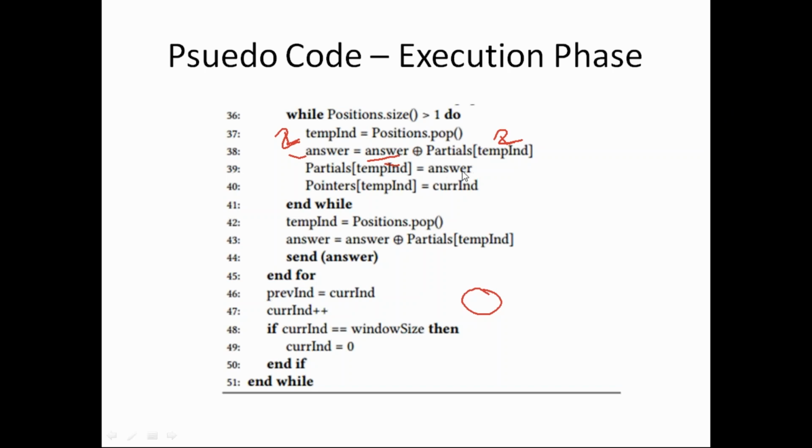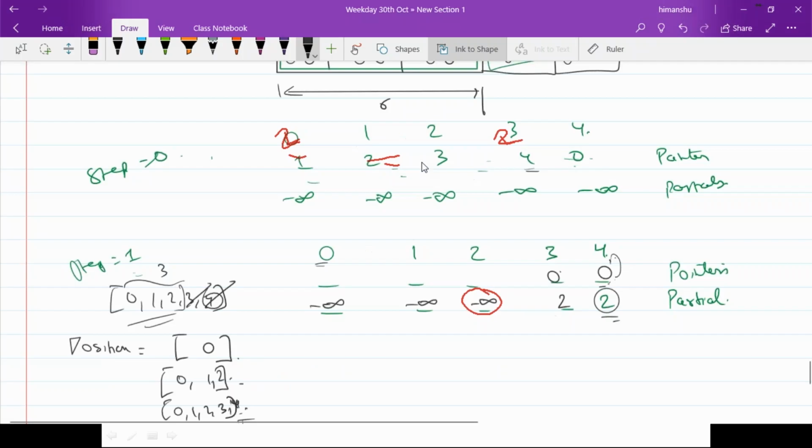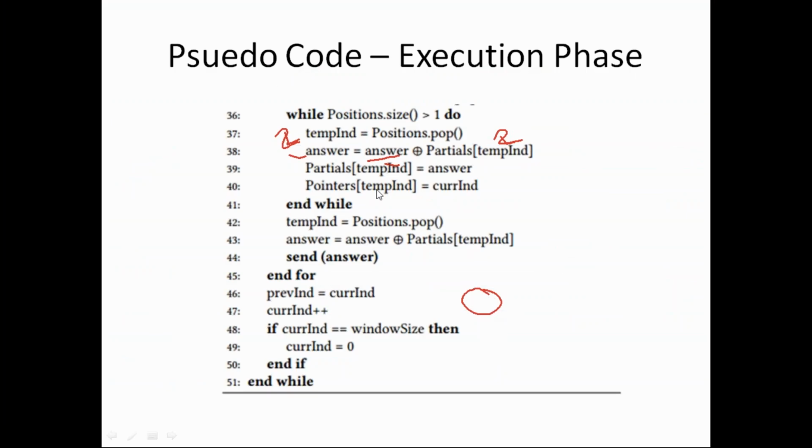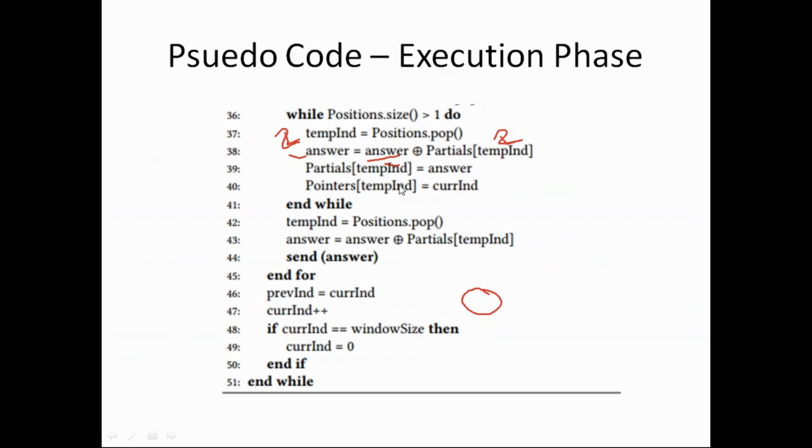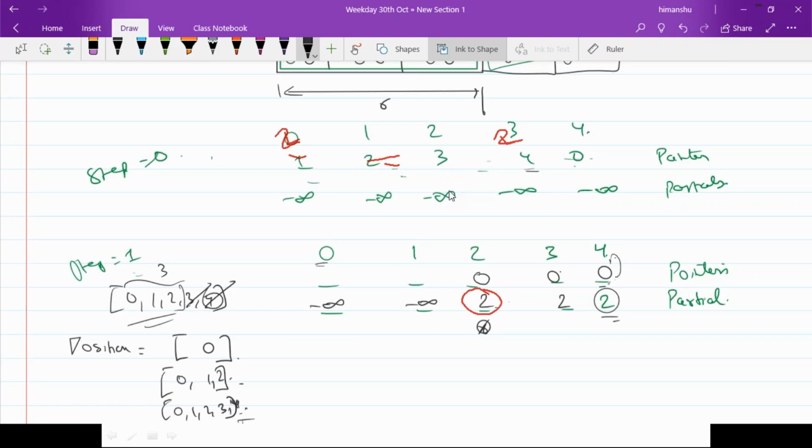Now see this. So now answer 2 is saved in partial of 2 also. So this value becomes 2, it will be updated to 2. Clear? Just clean this a bit and write 2 over here. Yes, it is 2. And now pointers of 2 is again 0.